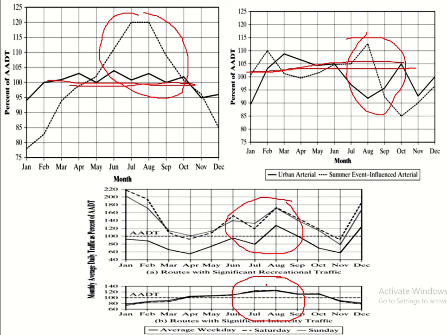So in all these graphs, what was the purpose of showing all these graphs? The purpose was to emphasize the point which I made earlier, how demand changes. In all these graphs you have seen variation in demand, variation according to time, according to day, according to type of highway, type of area, months, seasons. I have tried to show you all of these in these graphs.